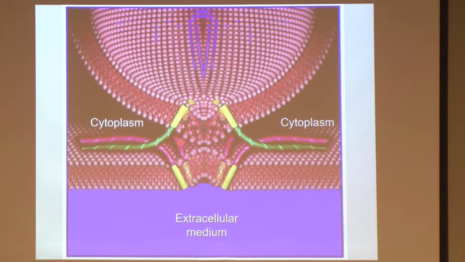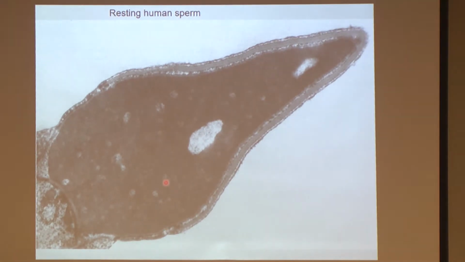What is secretion? Secretion is the opening of a pore connecting the interior of a granule with the extracellular medium, and that is required for the release of the content of the granule to the extracellular medium. In particular, in the sperm, and this is a human sperm, the granule is weird. You see, it's a flat granule going around the nucleus of the sperm.